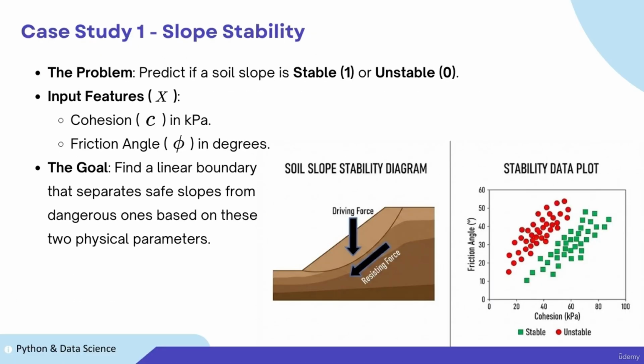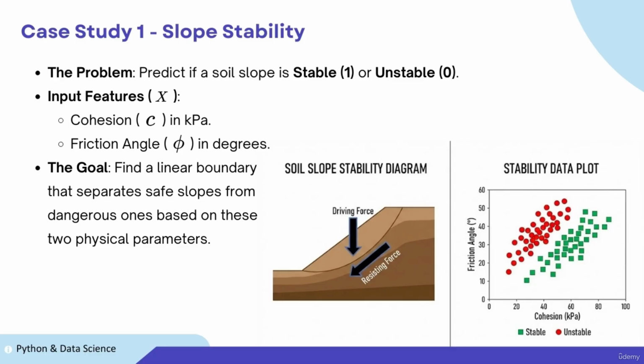Let's ground this in reality. We have soil data. Some slopes hold, others slide. We want to train a neuron to look at just two numbers, cohesion and friction angle, and instantly tell us if the slope is safe. This is a classic binary classification problem.